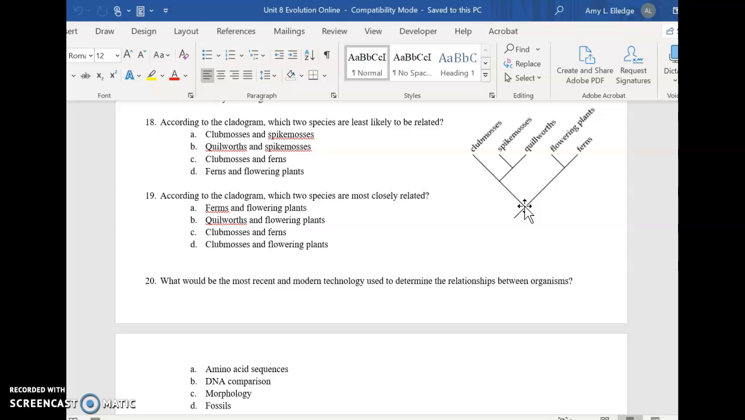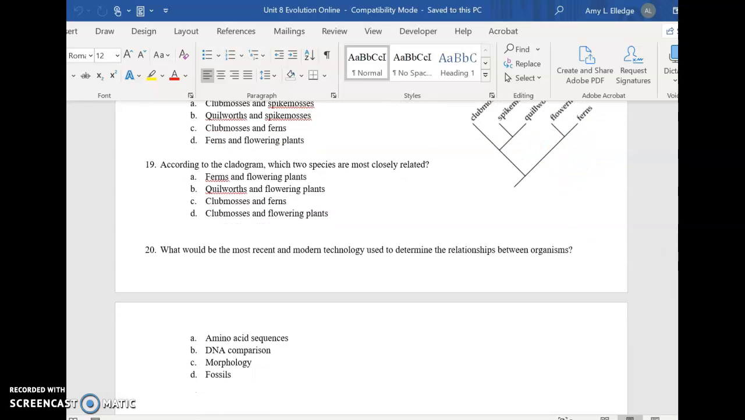19, according to the cladogram, which two species are more closely related? So we got ferns and flowering plants. Oh, very closely related. Quillworts and flowering plants. Nope, got to go all the way back there. Club mosses and ferns. Nope, we already said in the previous question they were the least likely to be related. Or club moss and flowering plants. Nope, still all the way further back. So ferns and flowering plants have the win.